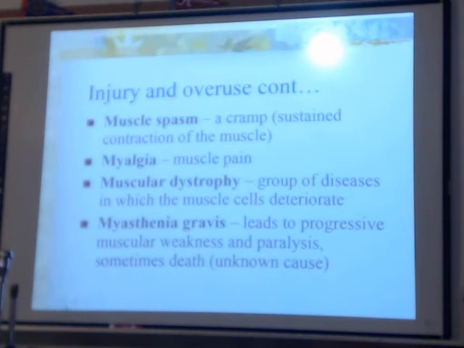Muscular dystrophy is a group of diseases that cause cells to deteriorate. So the cells start to die over time, and they don't regenerate. They don't regrow. Myasthenia gravis is a progressive muscular weakness that leads to paralysis and sometimes leads to death. There's no true known cause, but it can be correlated to the Epstein-Barr virus sometimes.